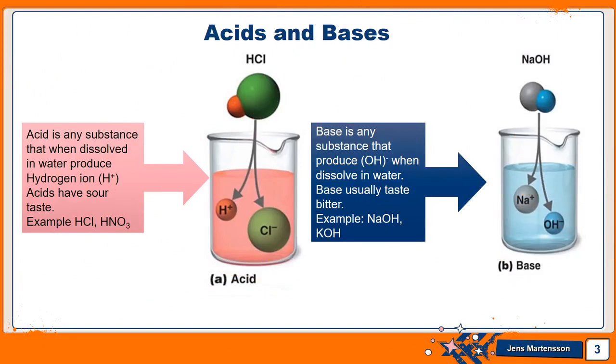Dear students, an acid is any substance that, when dissolved in water, produces hydrogen ion, H+. Acids have a sour taste. For example, HCl, HNO3. A base is any substance that produces hydroxide ion when dissolved in water. Bases usually taste bitter. Examples: sodium hydroxide, potassium hydroxide.